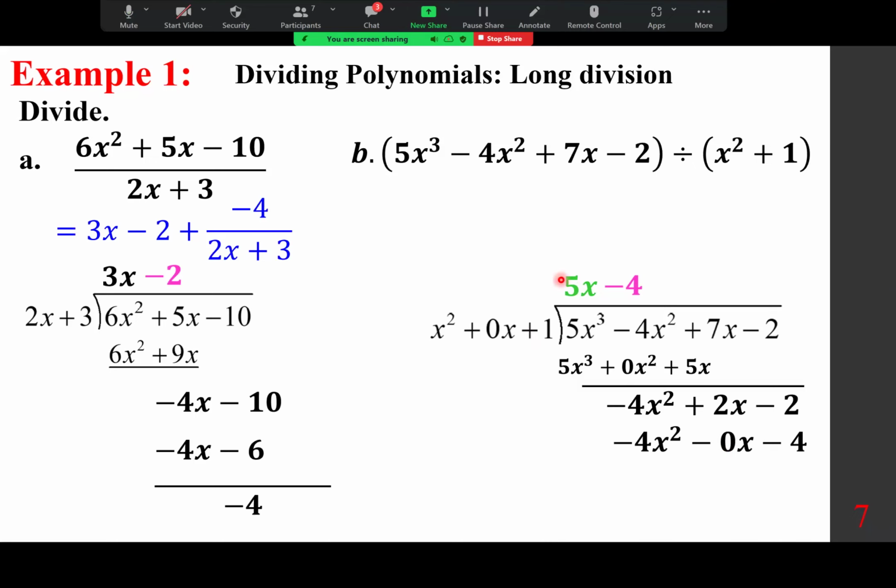Of course, whether you write this or not is not important as long as you understand you're lining up like terms. Now, remember, since you are going to subtract this from the previous one, you can change the sign. This becomes positive, cancel each other, positive, that's 2x, positive, that's positive 2. So 2x plus 2 is the remainder, everybody.